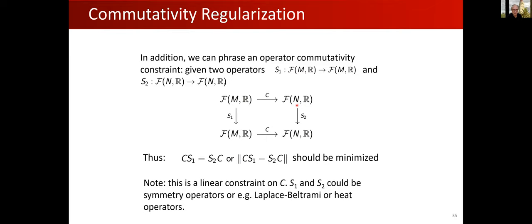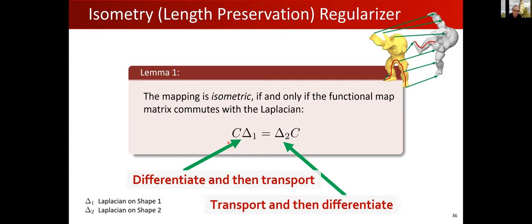So in terms of the matrices, what this says is that we should have this equation, or we should minimize this norm. And notice here that the unknown is only C; S1 and S2 are the known symmetries. So again, this is a linear constraint on C. So we can throw that into the pool for the least squares. And in fact, many other high level relationships have the same form. For example, to preserve isometry, which is quite important when looking at, say, deformations of a human or animal-like object, it turns out that this just corresponds to the functional map commuting with the Laplacian on the left and on the right. So differentiating and then transporting should be the same as transporting and then differentiating. And again, Delta 1 and Delta 2 are known operators, known matrices, and this gives us a linear constraint on C.